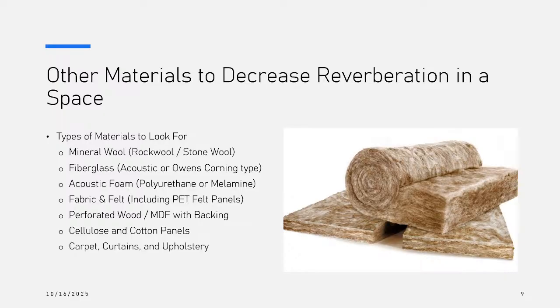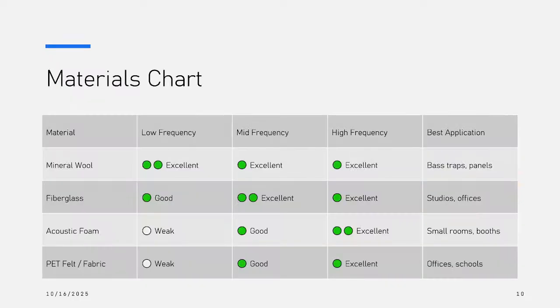Mineral wool is often used in fabric-wrapped panels, bass traps, or wall and ceiling insulation. It's fire-resistant and durable, making it suitable for commercial buildings, studios, and home theaters. And there we go. There's a table for you as well.